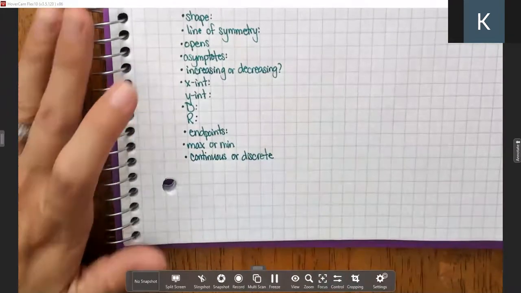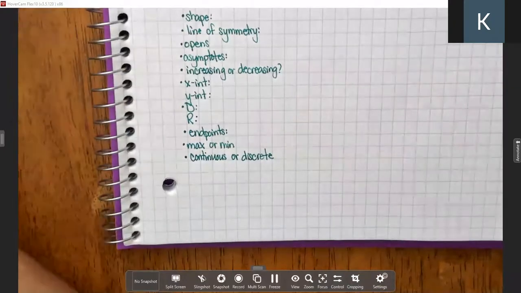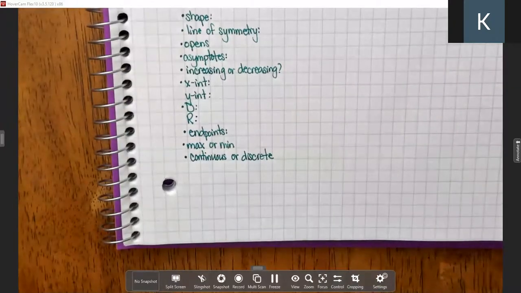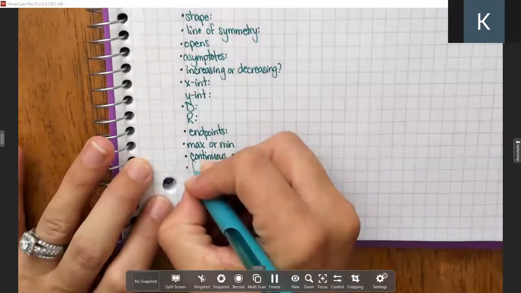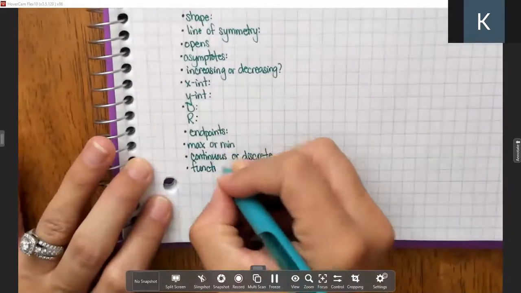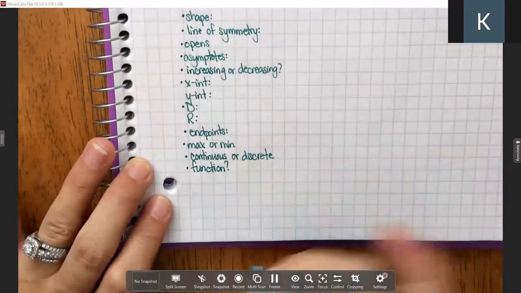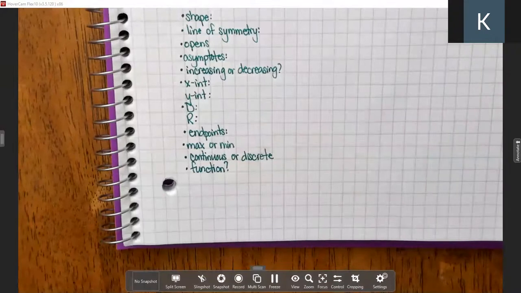So we may remember that. You learned that, I think, back in chapter 1 of Math 1. Continuous means you don't pick up your pencil at all. And discrete is that it's points that aren't connected. And then, is it a function? So I'll give you a few more seconds to copy those down, and you can also fill them in as we go.